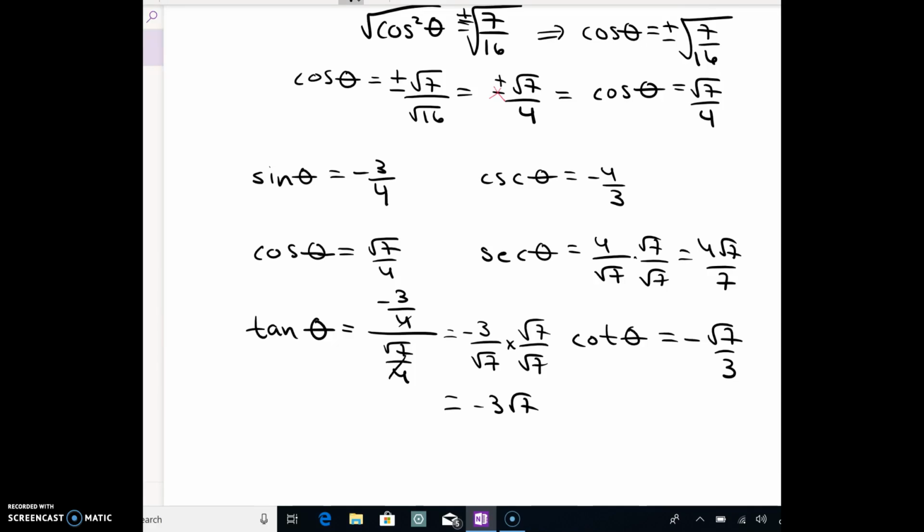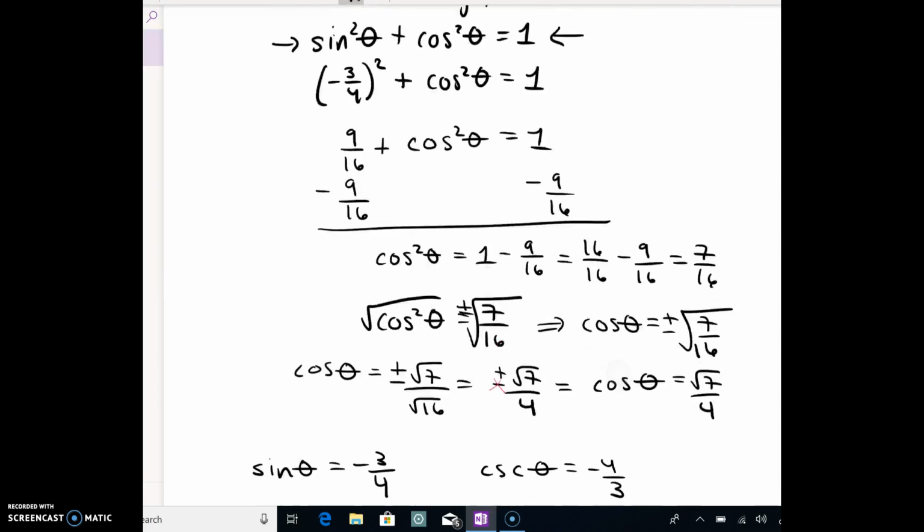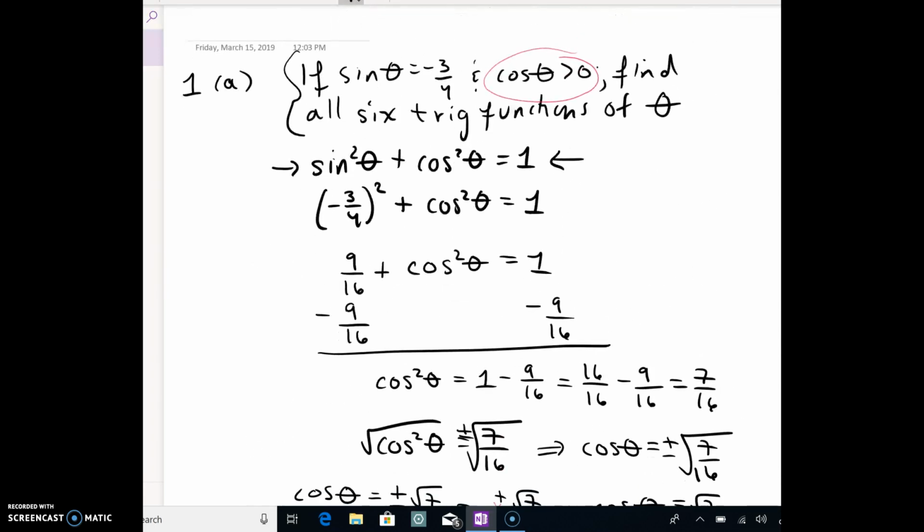It's negative 3 square root of 7 over 7. So again, once you know sine and cosine, to find cosecant and secant, we just take the reciprocal. To find tangent, we just take the sine value and divide it by the cosine value. Once we get that, we can flip it and get the cotangent value. But again, as per my promise, I want to go back and solve this in another way.